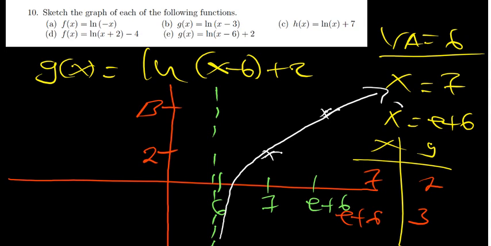Now from here we can see that the domain of this function is from 6, not included, all the way to positive infinity. The range is always from negative infinity all the way to positive infinity. So this is what we need to know under sketching of logarithmic functions. So that is it for question 10.